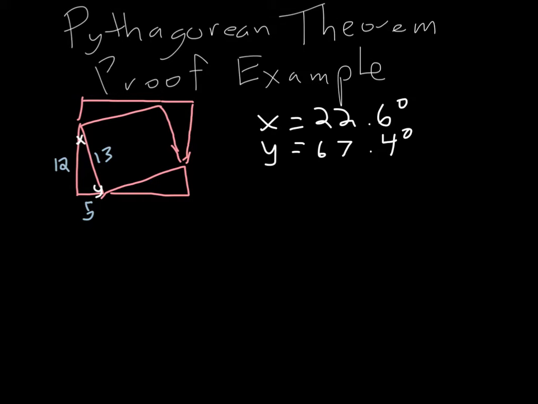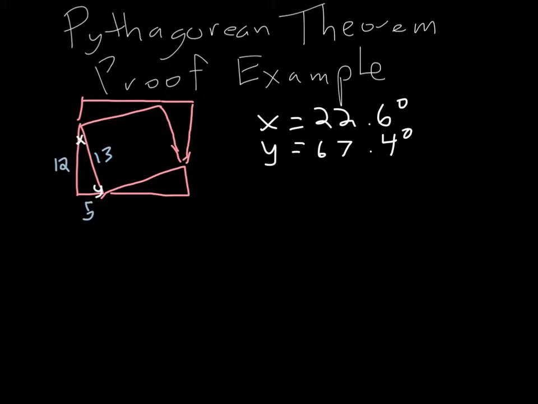Alright guys, so I thought I would do an example of how the proof of the Pythagorean theorem works with a right angle triangle that we have numbers for. So here's our right angle triangle here. It has legs of length 12 and of length 5, and the hypotenuse is of length 13.